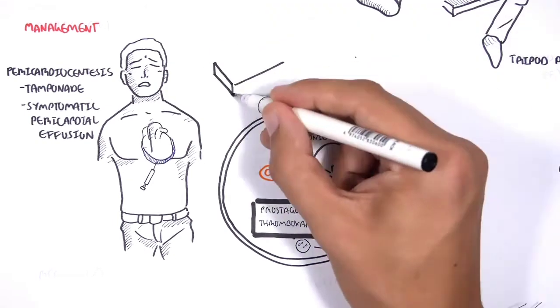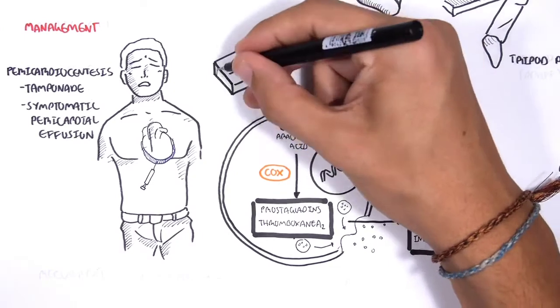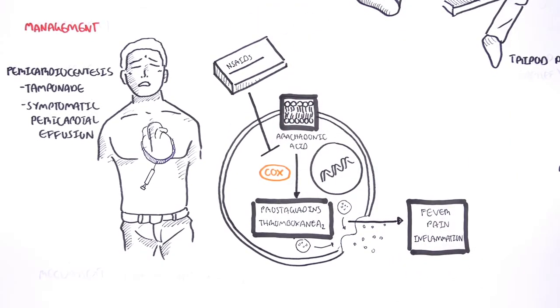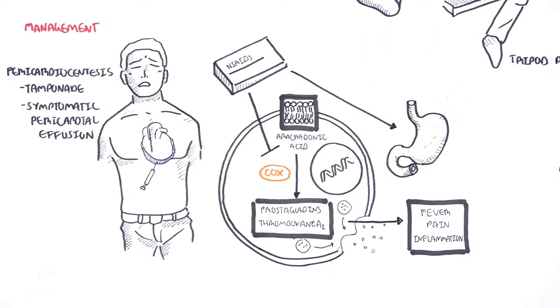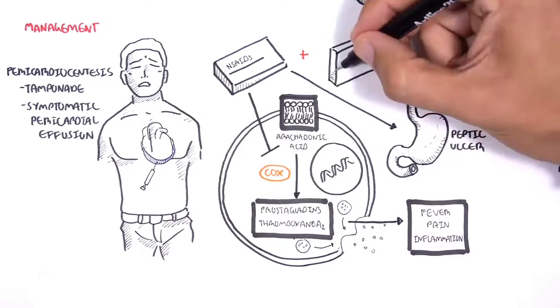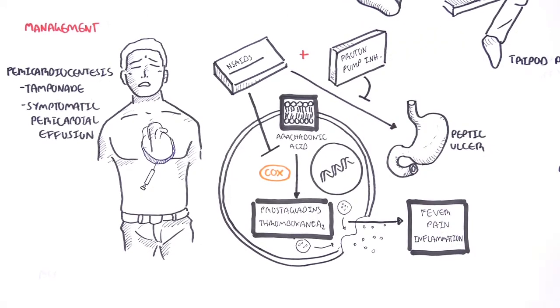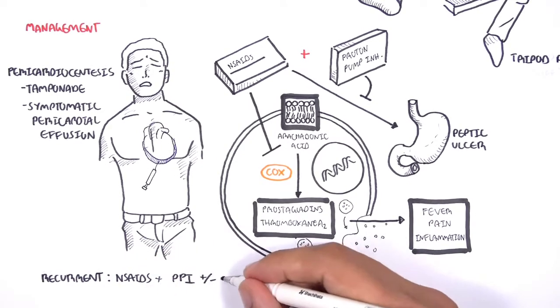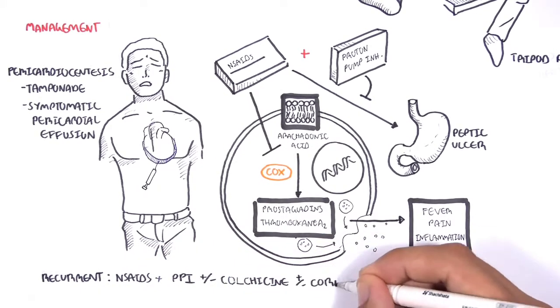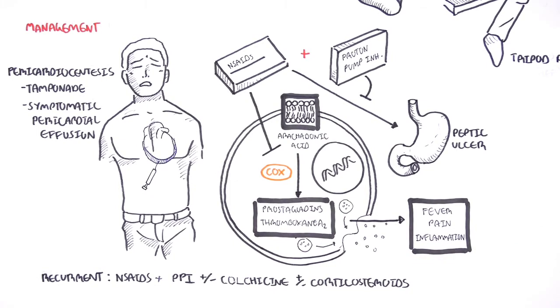Therefore, in the management of pericarditis, NSAIDs, non-steroidal anti-inflammatory drugs, are very useful because they inhibit COX and so stop the inflammatory process. However, a side effect of NSAIDs is peptic ulcers, and so proton pump inhibitors also need to be administered to prevent the peptic ulcers. Recurrent pericarditis patients can go on NSAIDs plus PPI along with colchicine plus corticosteroids for some serious cases.